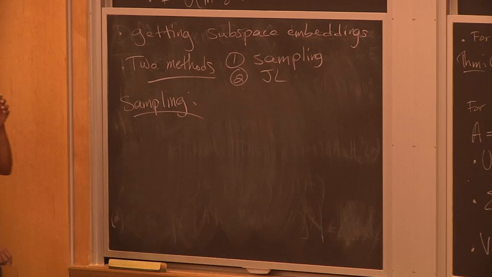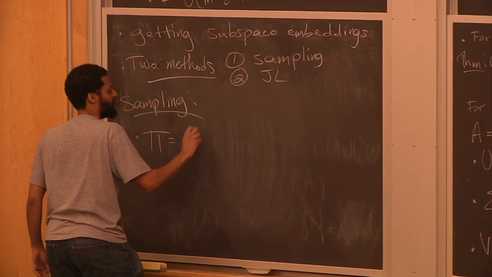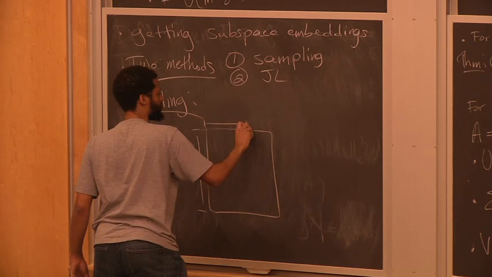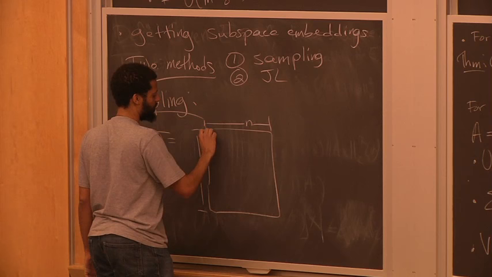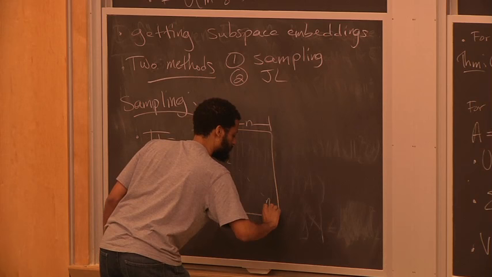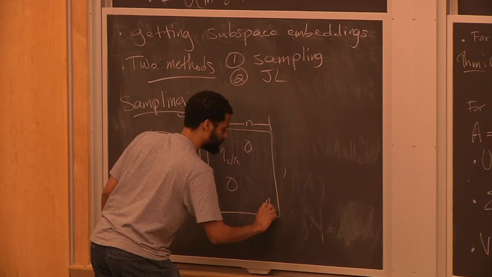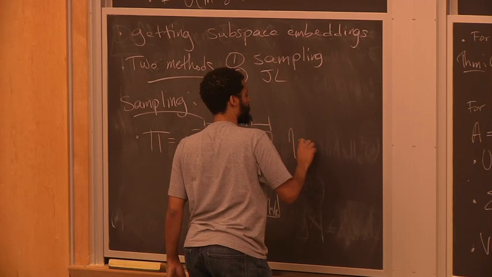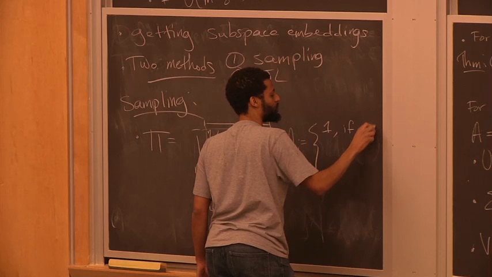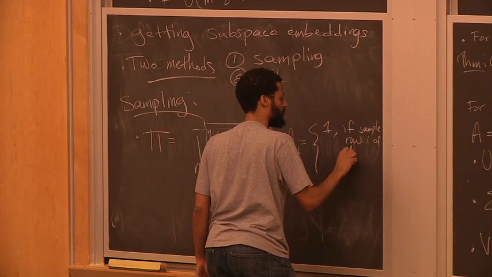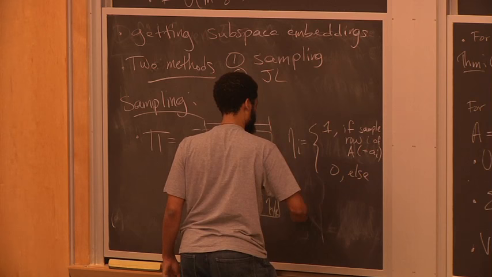So when I say sampling, I'm going to look at the case where pi is an n by n matrix, but the diagonals are going to be either 1 or 0. And we're going to have to normalize: eta 1 over root p1, eta 2 over root p2, eta n over root pn. I'll say something about this in a second, where eta i is equal to 1 if we sample row i of A, which we'll call little a i, and 0 otherwise. And the expectation of eta i is equal to pi.